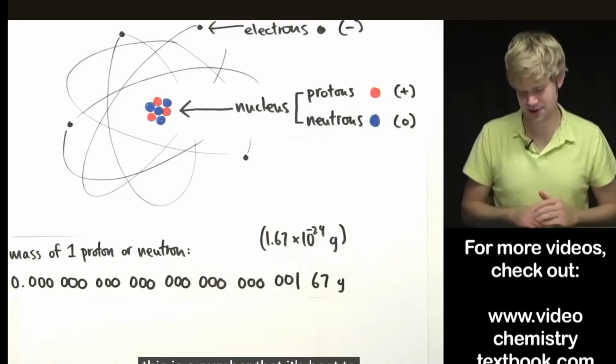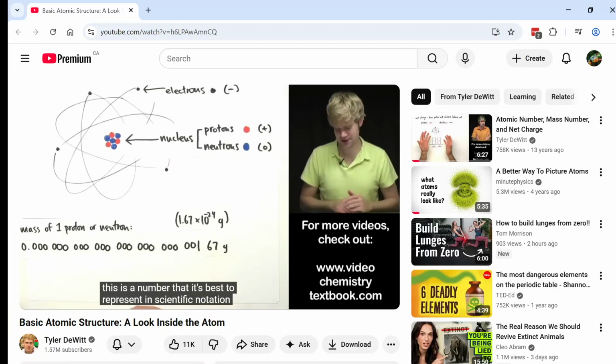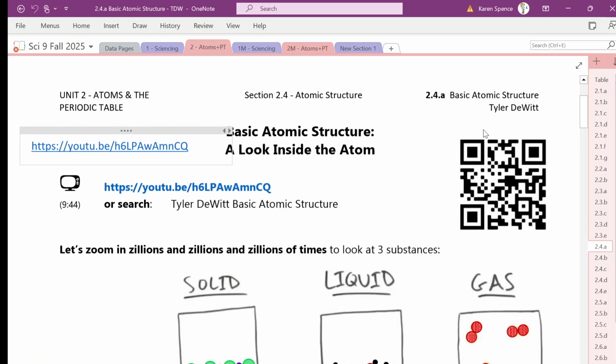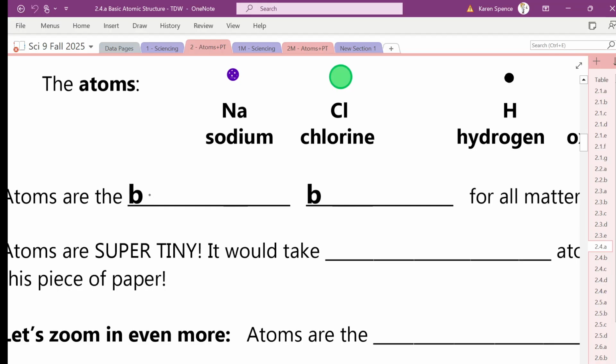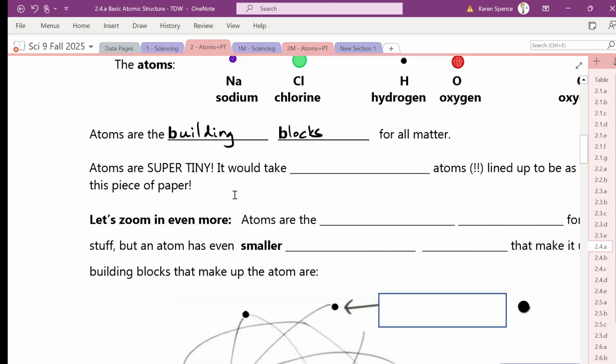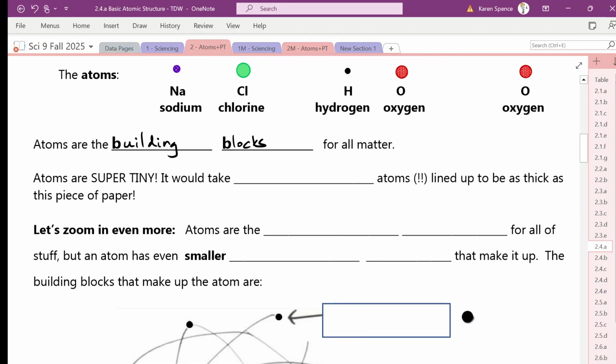All right, and just before we carry on, let's make sure that we all got everything on that first page. Atoms are the what? They are the building blocks for all matter.